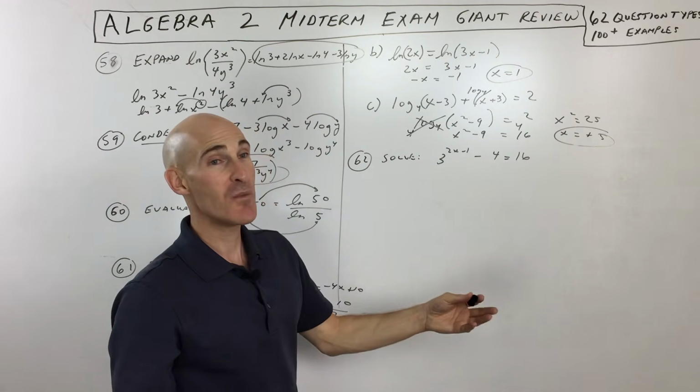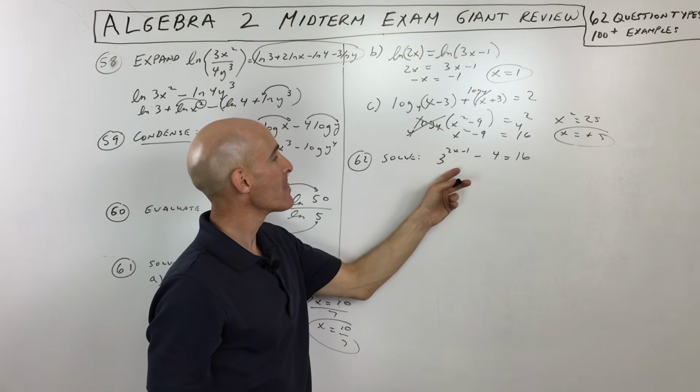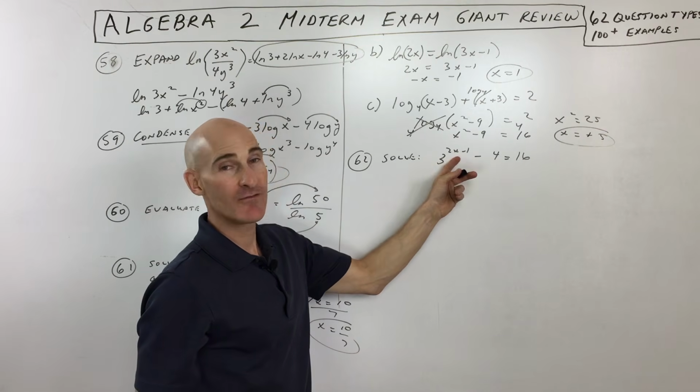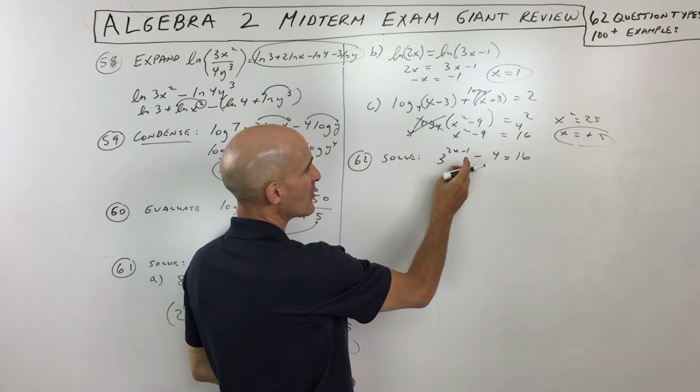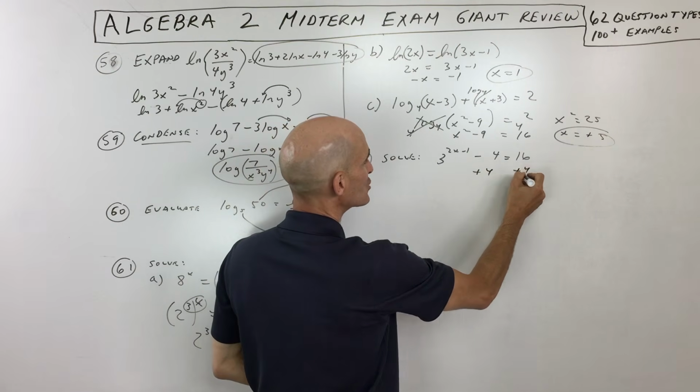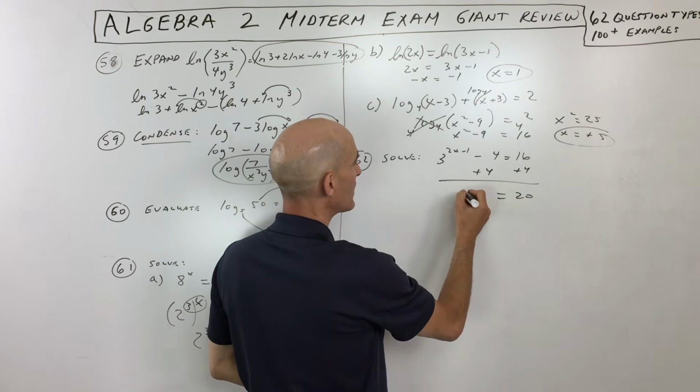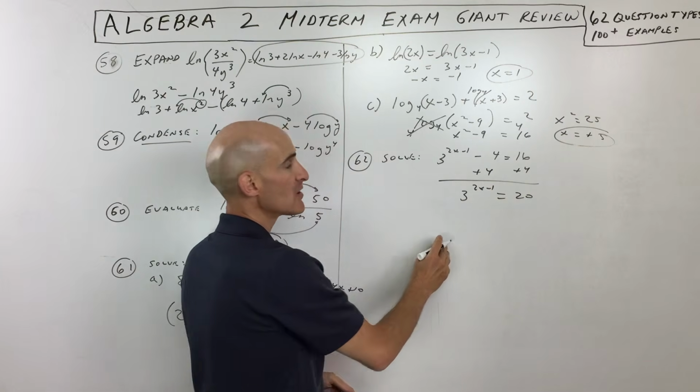Okay, last question. You made it through this whole midterm review. Let's see if we can simplify this. We want to get the variable by itself. I like to think about working from the outside in, so I'm going to do the opposite operation. I'm going to add 4 to both sides. That's 20. Okay, and now we've got 3 to the 2x minus 1.